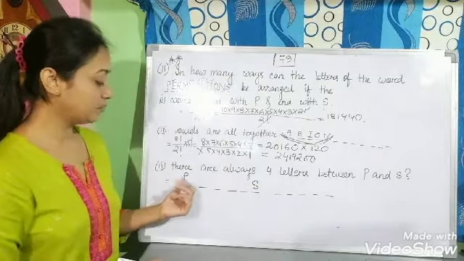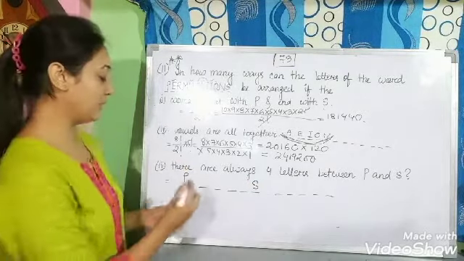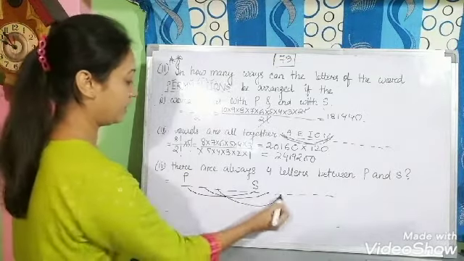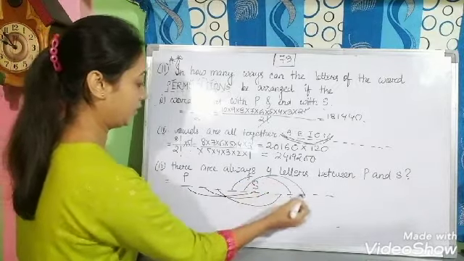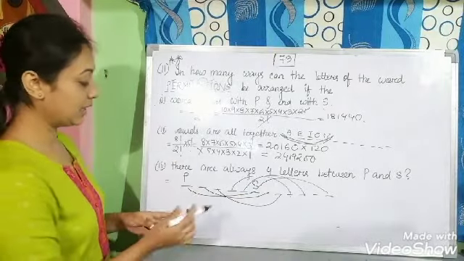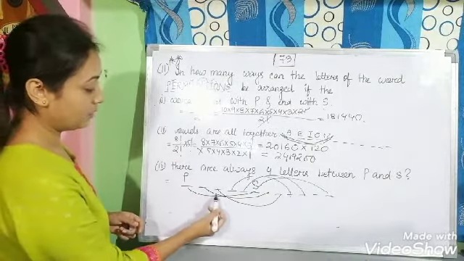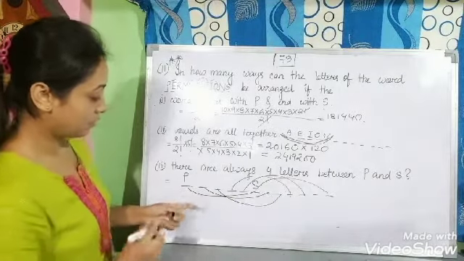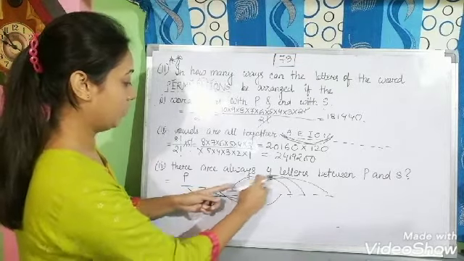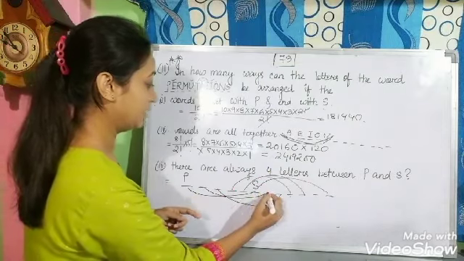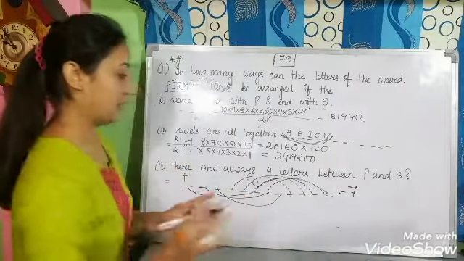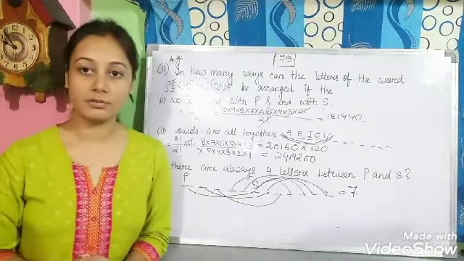Now, did they mention that P should be in the first place or second or third? No. That means I can write P and S here, I can also write P and S here, here again, or here. So total how many ways can you write P and S where 4 letters are always between them? 1, 2, 3, 4, 5, 6 and 7. Total 7 ways.